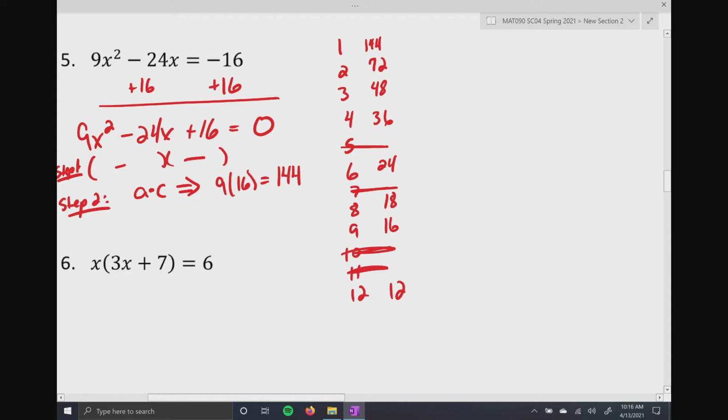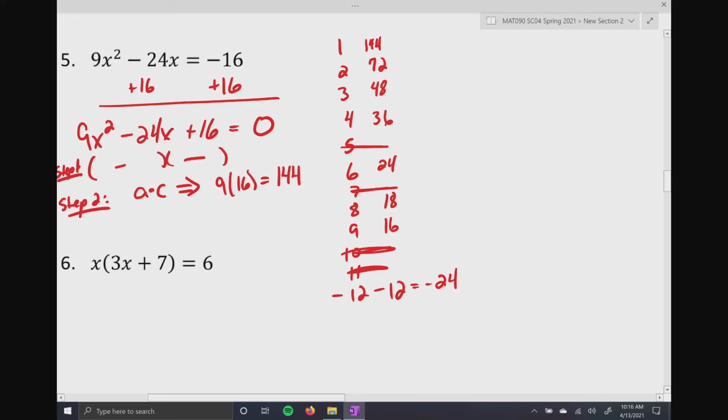All right. Now remember, you need 2 numbers to multiply to give you 144 and combine to give you negative 24. And you know from step 1, both of those numbers are negative. There it is right there. Negative 12 minus 12 is negative 24.